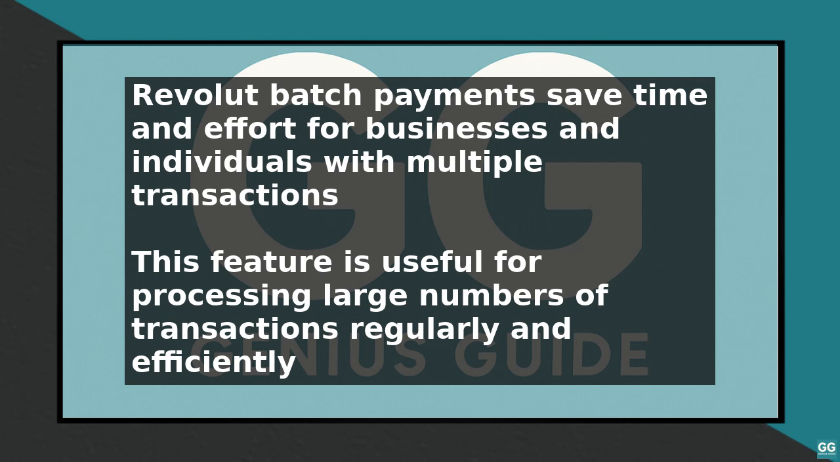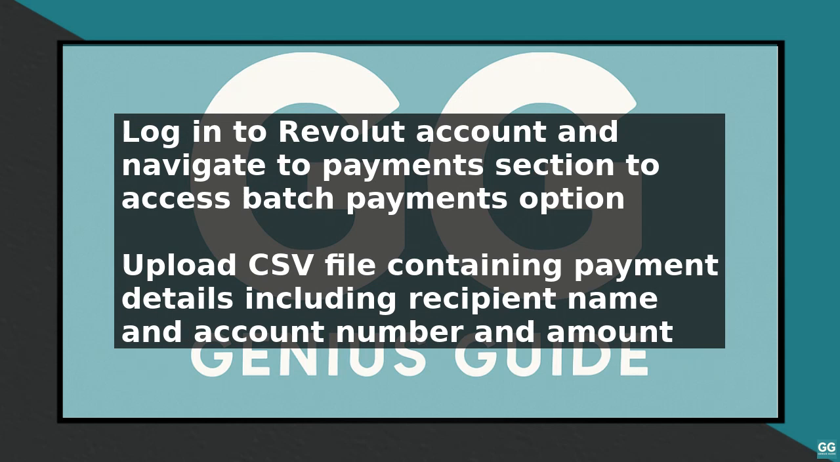First, you need to log into your Revolut account and navigate to the Payments section. From there, select the Batch Payments option, which will take you to a new page where you can upload your payment files. You can upload a CSV file containing all the payment details, including the recipient's name, account number, and amount. Make sure the file is in the correct format, as specified by Revolut, to avoid any errors.